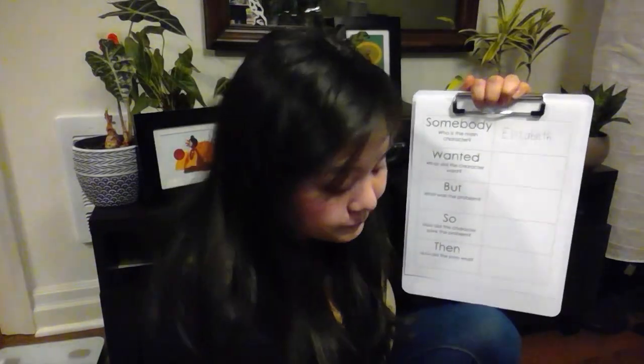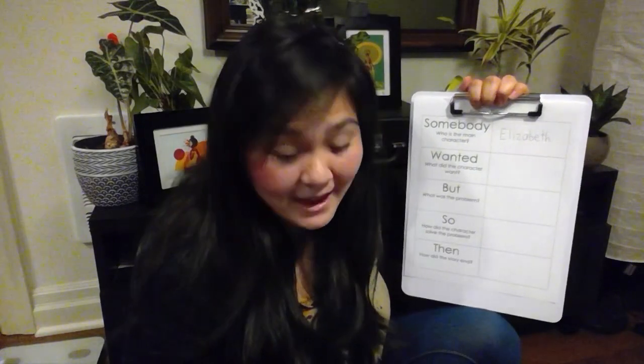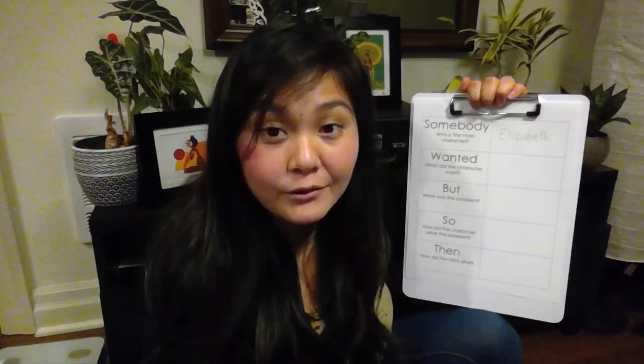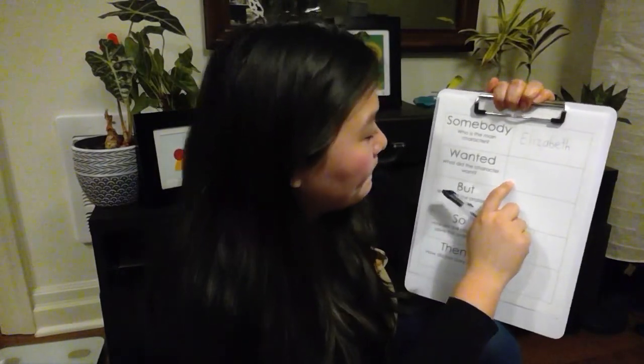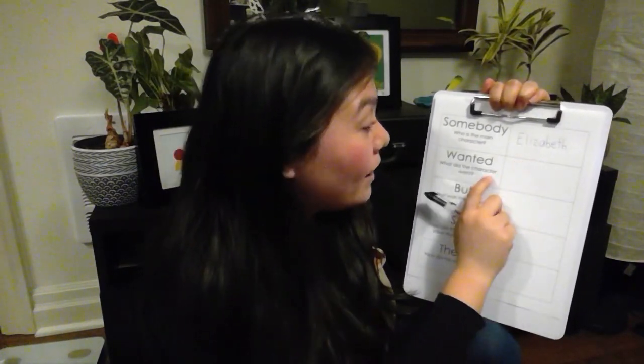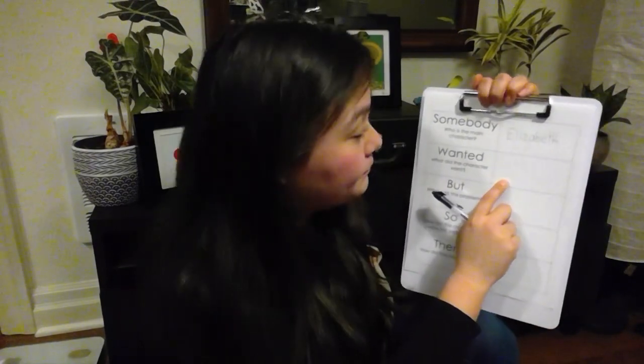So I know that Elizabeth, she wanted to marry Ronald, and then the dragon burned down her castle and all of her clothes and took Ronald with her. So she really wanted to save Ronald from the dragon. That was the most important part. So I'm going to write, Elizabeth wanted to save Ronald.